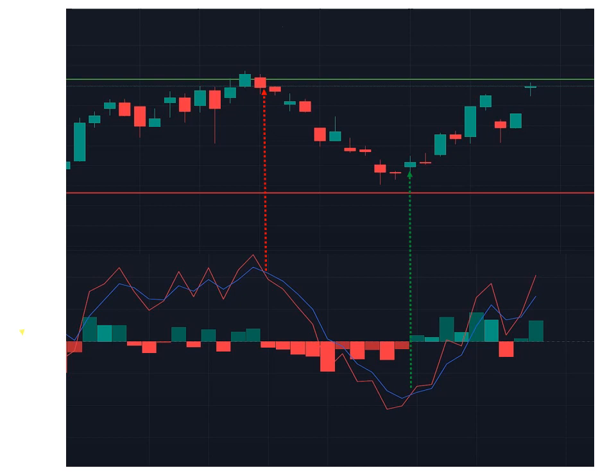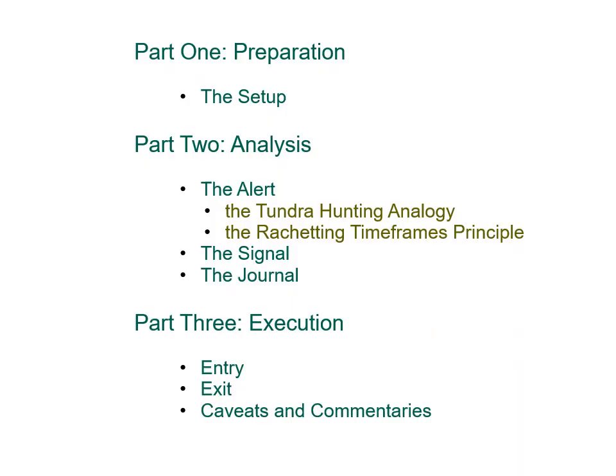Before getting to that risk management stage, however, let me introduce two members of M-33's supporting cast who complete and enhance the probability mapping process. A little tongue-in-cheek for a bit of pretentious fun, we've given them grandiose names like the tundra hunting analogy and the ratcheting timeframes principle.